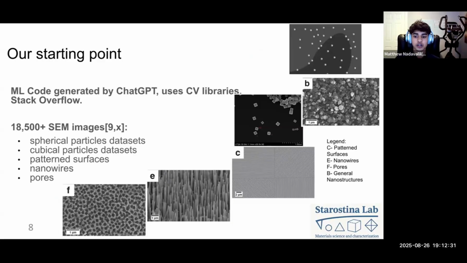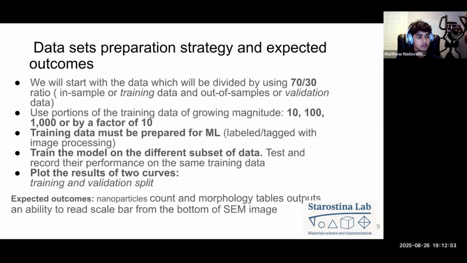The first is spherical particles, which you can see up in the top right. Then we have cubical particles, shown in the right center. Beyond these, we also have patterned surfaces, nanowires, and pores. Each of these categories has its own unique features. If you want to get a quick idea of what each category looks like, you can check out our legend on the slide.